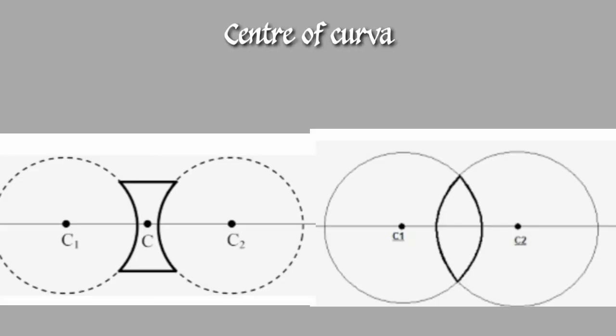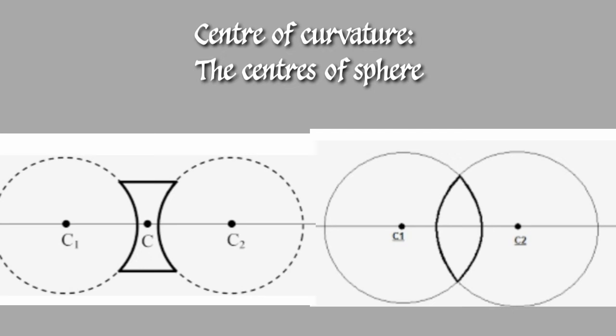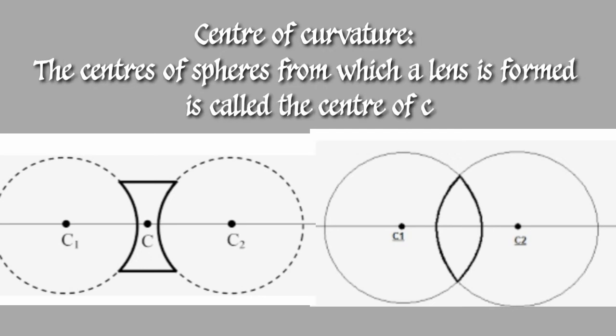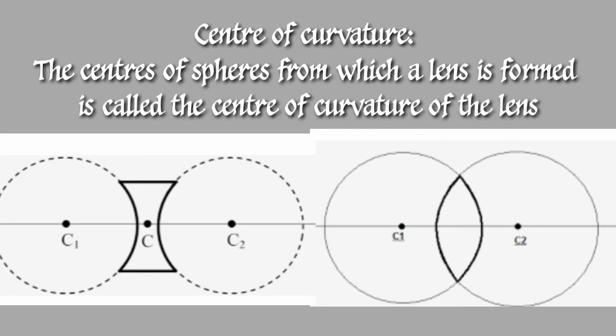The second term is the center of curvature. For a spherical lens, whether it is a concave lens or a convex lens, a pair of centers of curvature exist. Already we mentioned that spherical lenses are formed from a pair of solid spheres. These spheres have centers. Those centers are known as the centers of curvature of the spherical lens.